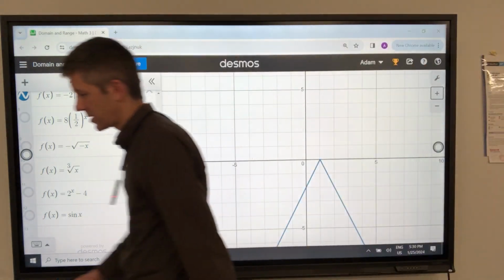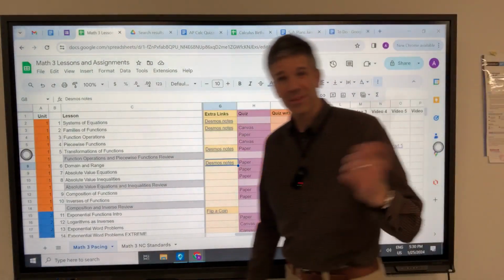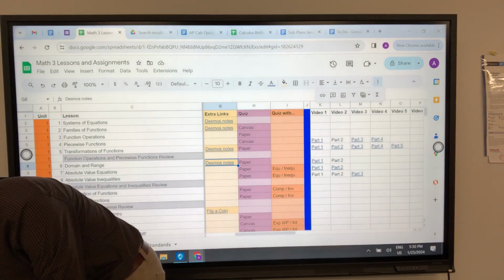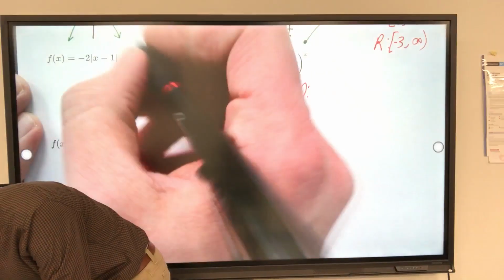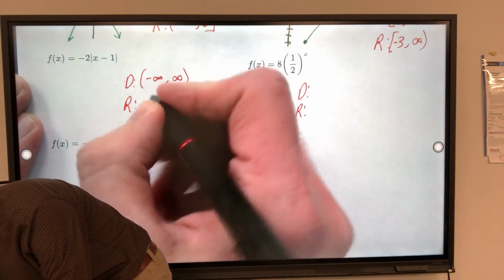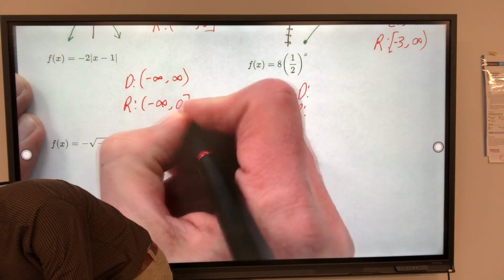So let's write those things down, using the correct color pen, which I left over there. So the domain was, that's not it. You're looking at the wrong thing. Negative infinity to positive infinity for this one. And the range was negative infinity to 0.